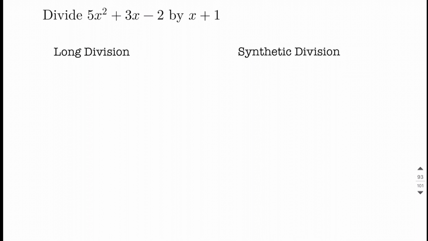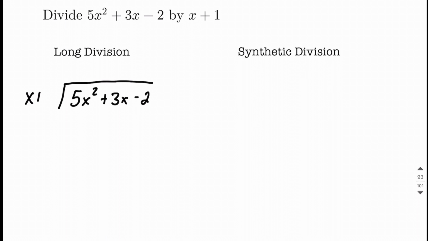So if we had skipped any powers in either the dividend, the 5x squared, that one, or the x plus 1, we would include zeros as placeholders. So let's set this up. 5x squared plus 3x minus 2 is going to be divided by x plus 1.